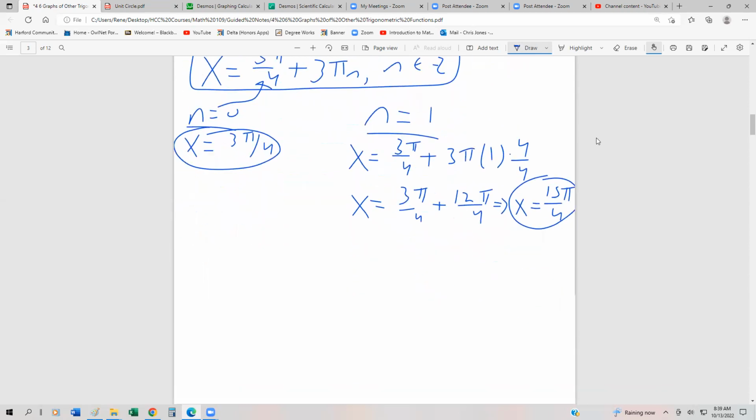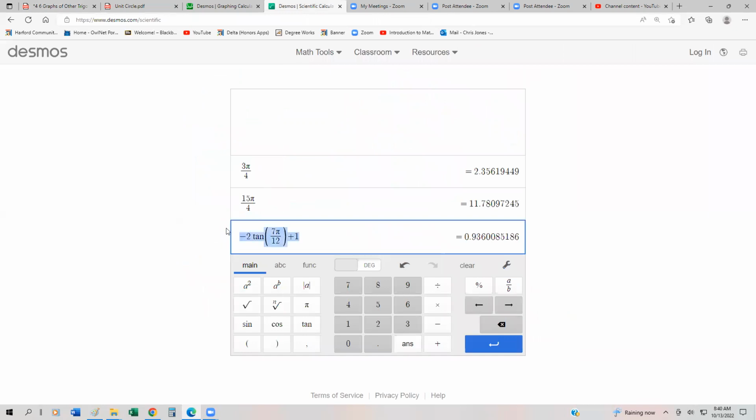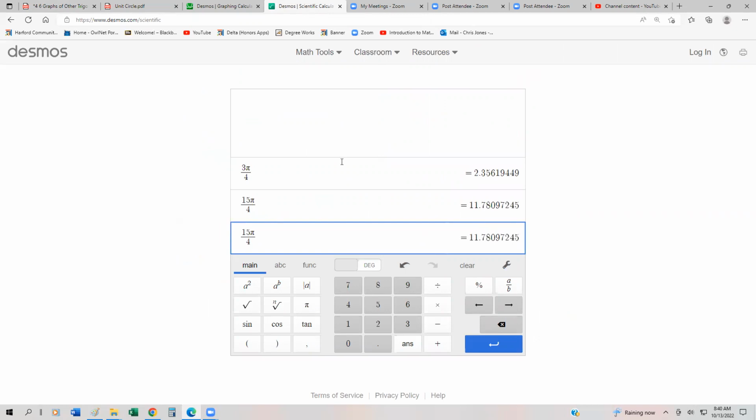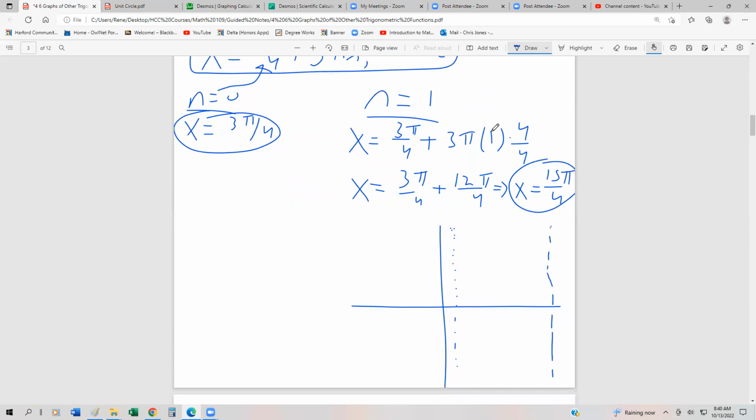Right? If I was to graph this by hand, okay, so we would have 3 pi fourths maybe right about here. Now 15 pi fourths, if we were to get an estimate as to what that value is, okay, 15 pi over 4 is 11.8, okay, so almost 12. So that's a huge distance compared to the other ones between our asymptotes, okay? So maybe way over here, all right, would be our other asymptote.